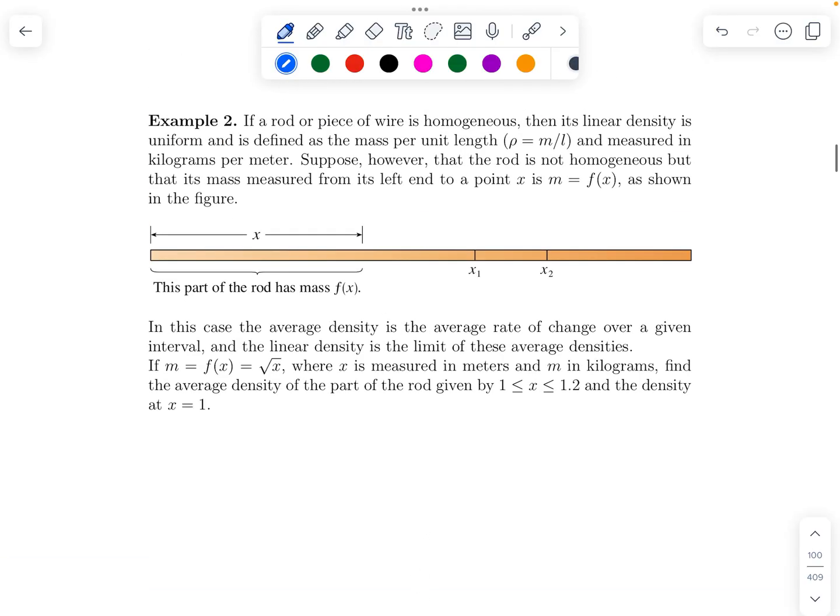All right, here's where it gets a little bit tricky. If a rod or a piece of wire is homogeneous, then its linear density is uniform and is defined as the mass per unit length and measured in kilograms per meter. Suppose, however, that the rod is not homogeneous, but that its mass measured from its left endpoint to a point x is this mass function. Mass is f of x.